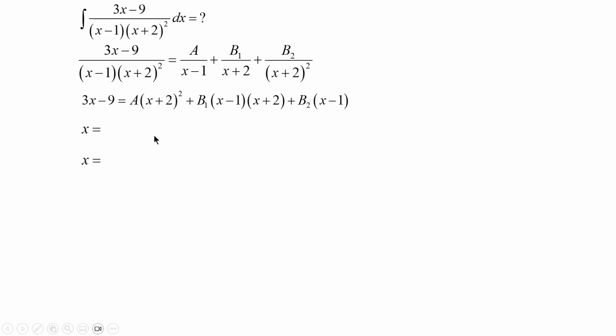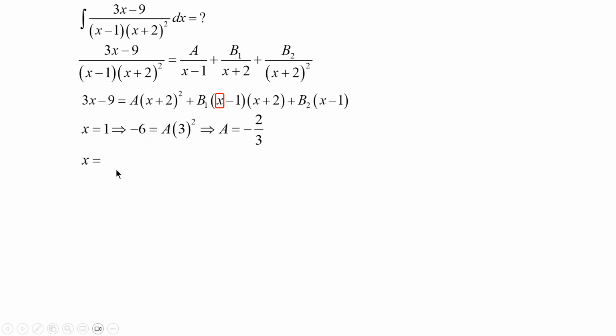Let's let x equal, I don't know, how about a positive 1 there? So what's that going to give me? Well, 3 minus 9, that's a negative 6. And now I lose this term, I lose this term. So I have this term where my x is, what, positive 1? So that's going to be a 3 squared, or a 9a. So that would be a equals negative 6 over 9, which I would say is a negative 2/3.